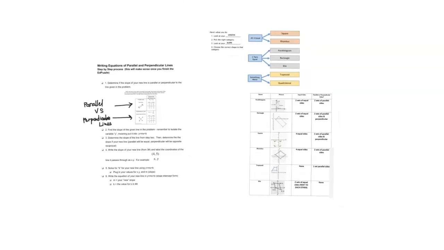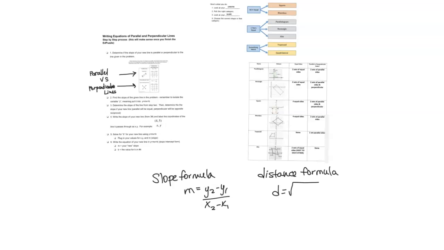Lastly, the things you will also need on the quiz are your slope formula, which is m equals y2 minus y1 over x2 minus x1, and you'll need your distance formula, which is d equals the square root of x2 minus x1 squared plus y2 minus y1 squared.